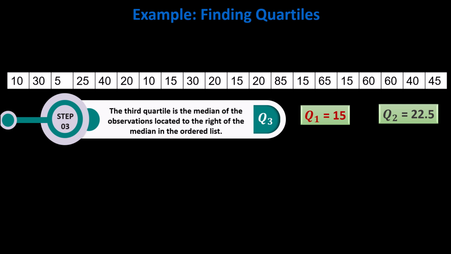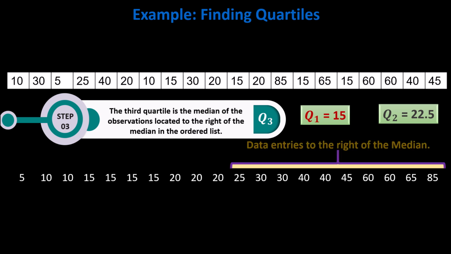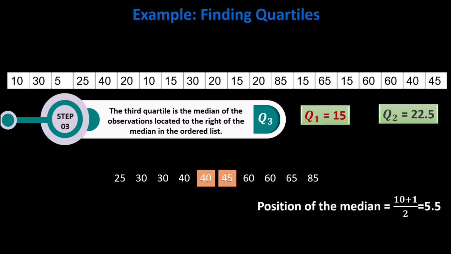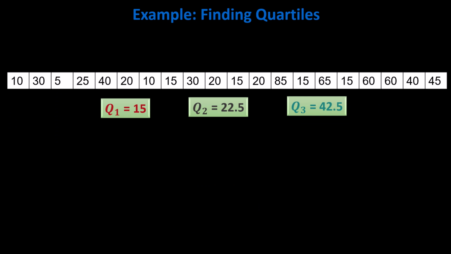Then step 3, we consider the data right to the median for the Q3. So that means this, 25 to 85. Consider these observations. Then position of the median is again similar to the previous one. 10 plus 1 divided by 2, which is 5.5. And we consider the fifth one and sixth one and get the average of these two numbers, that is 42.5. That is the Q3. Now we know the first quartile Q1 15, second quartile Q2 22.5, third quartile Q3 42.5.